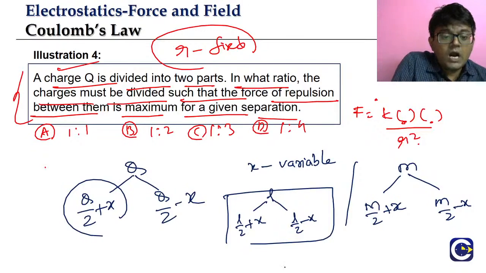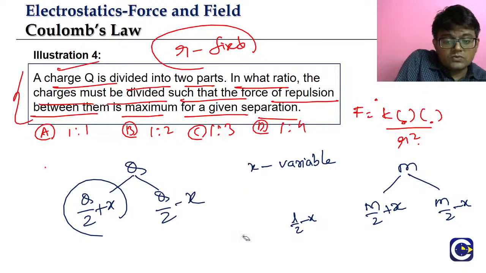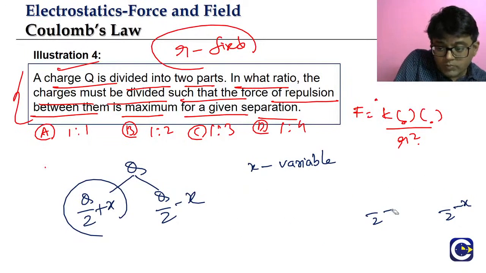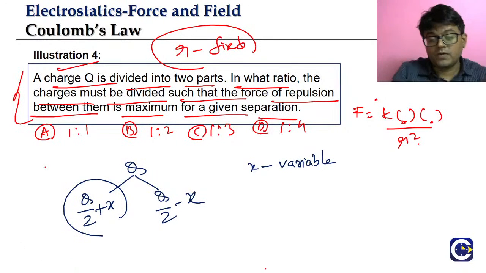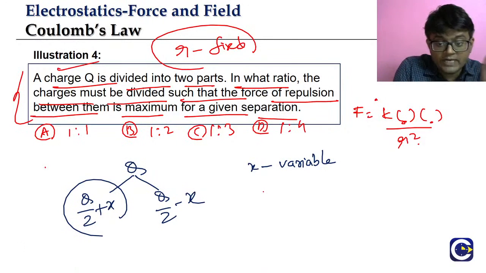ஓகேவா? So how are we dividing the charge? We are saying, let us say the charge is divided as what? ஒரு வேல்யூ Q by 2 plus X. இன்னொரு வேல்யூ Q by 2 minus X. X வேல்யூ நமக்கு தெரியாது. We don't know what is the value of X. அதை நம்ம find out பண்ணணும். We have to find what is the value of X.